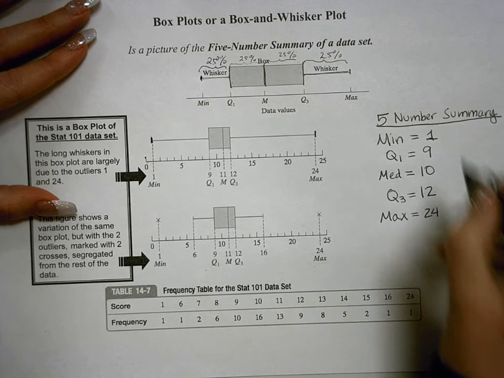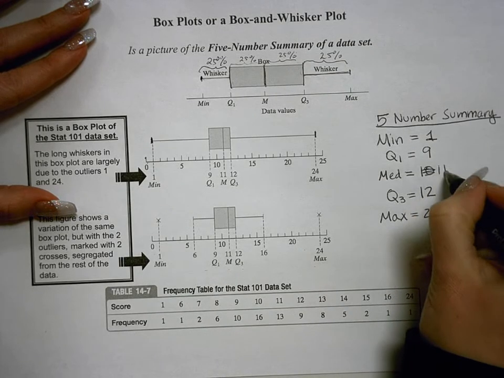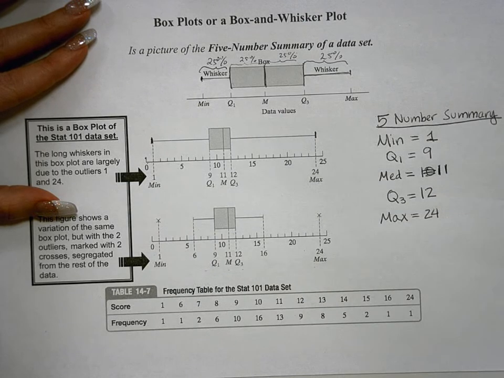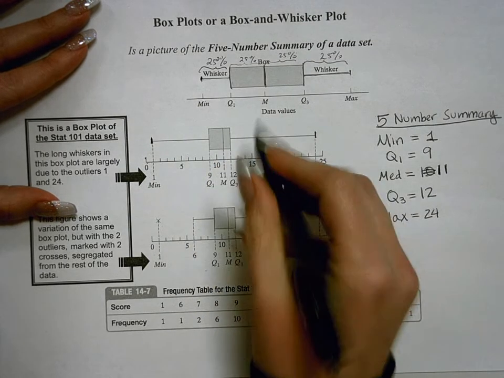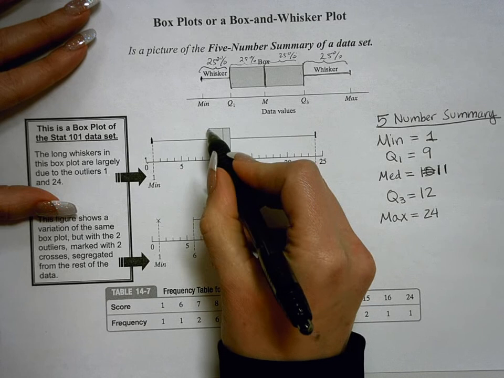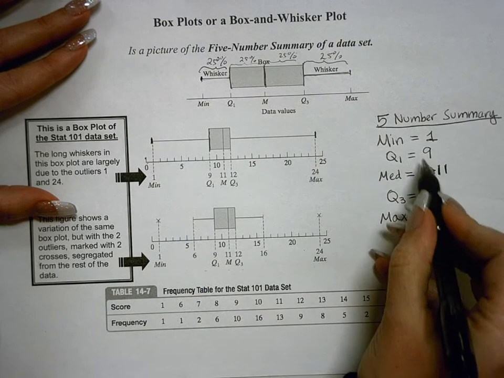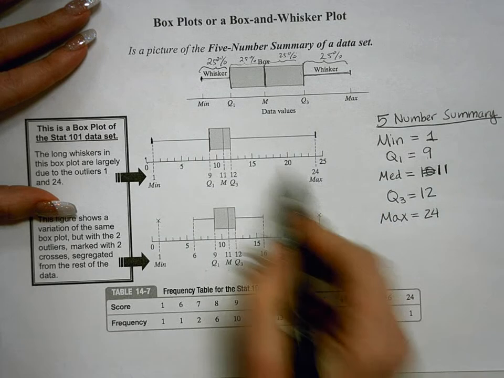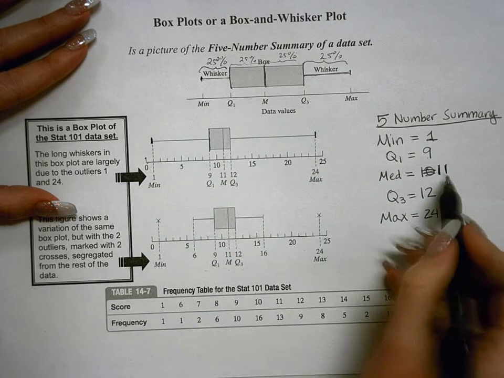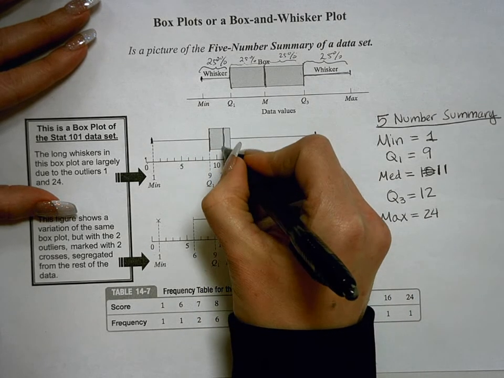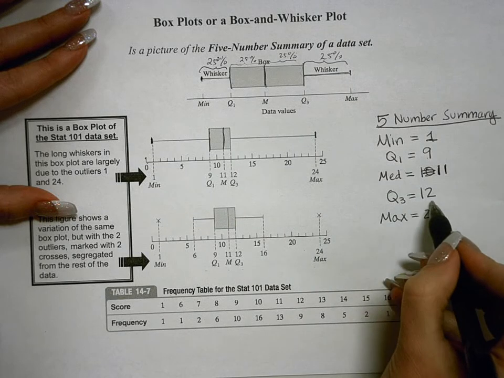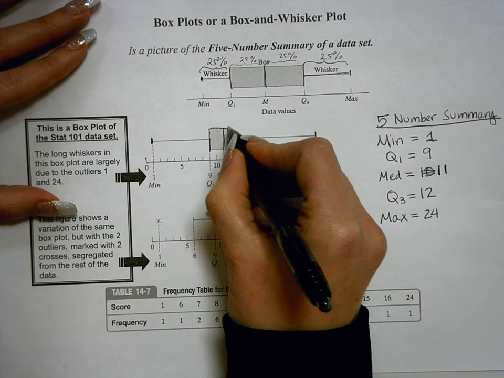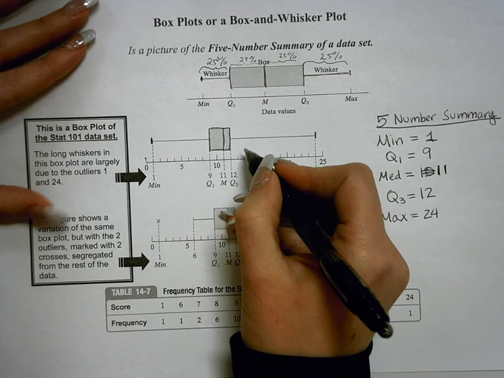The median is 11. I miswrote that. So that's 11. Here we have quartile 1, that's one part of our box. That was 9, and you can see quartile 1 at 9. The median is 11, that is here. And then quartile 3 is 12. And this just tells us how spread out the data set is.